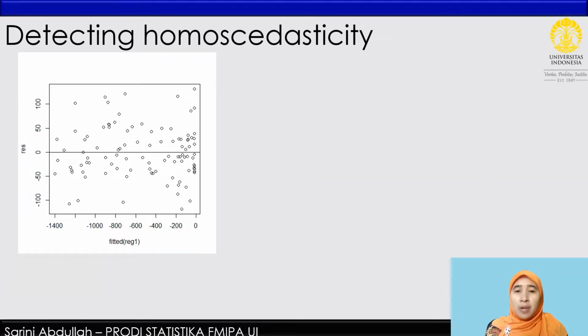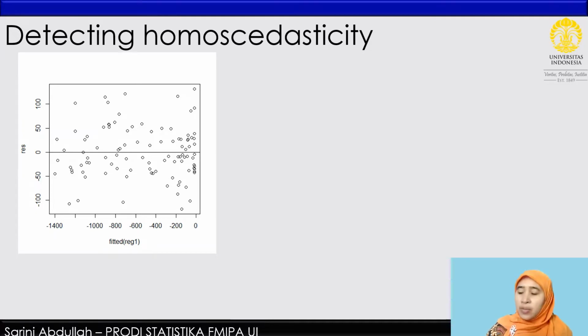What is meant by homoscedasticity? That is the assumption that the variance of errors is constant, whether for small or big values of the predicted values of the response variable. So what do we expect from homoscedasticity? Of course, because it is related to the variance.